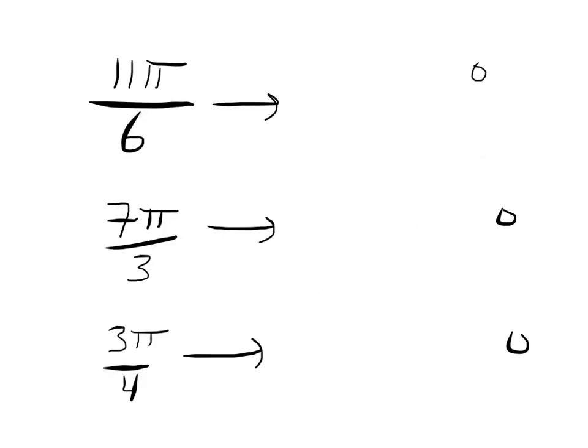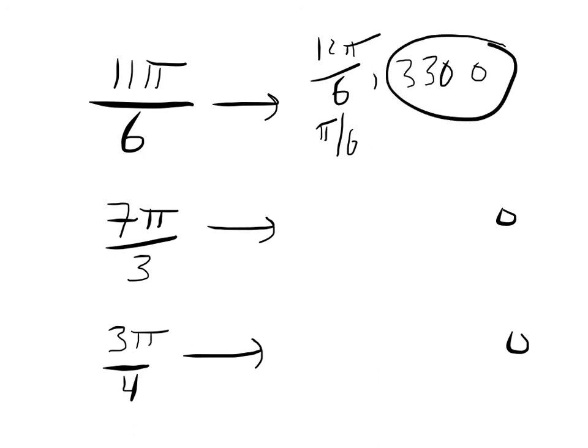So again, a couple more practices here for conversion. I've got 11 pi over 6. I look at that and say 11 pi over 6, it's got something to do with pi over 6. Well, I'm going to think of 12 pi over 6. That's all the way around. 12 pi over 6 would be 360 degrees. So I'm pi over 6 short of that. That's 30 degrees short of that. 30 degrees short of 360 is 330 degrees.